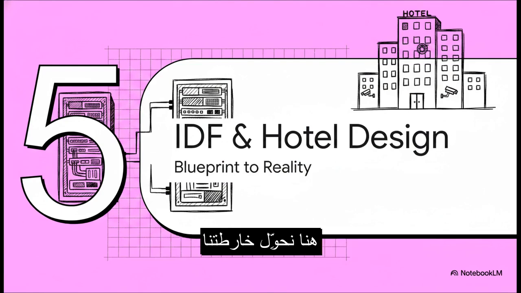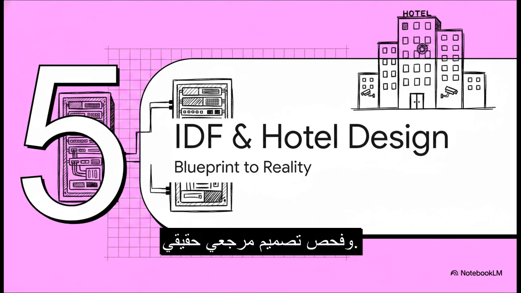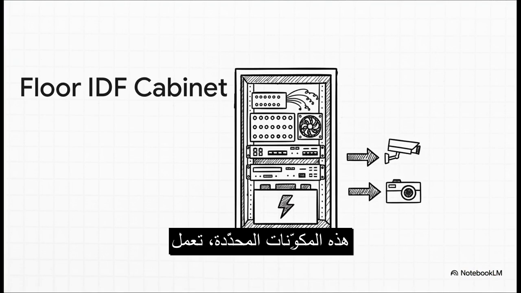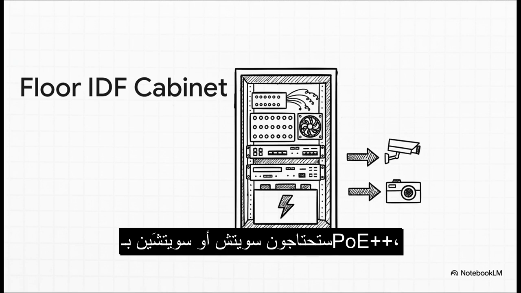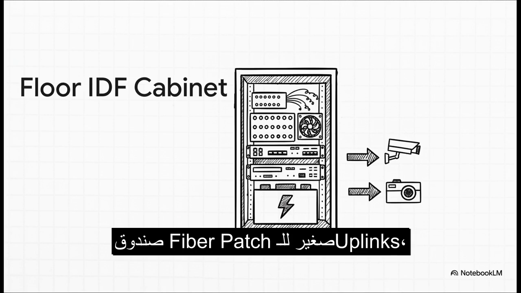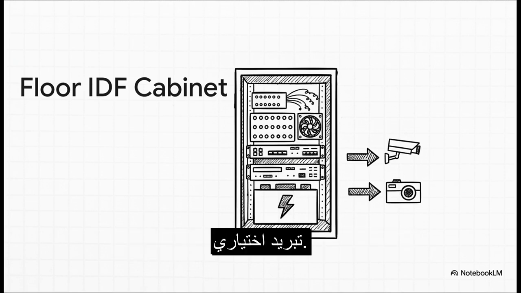This is where we take our blueprint to reality by planning an actual IDF cabinet and examining a real-world reference design. Every single floor's IDF cabinet requires these very specific components, acting as that reliable physical bridge between your end devices and the wider network. You're going to need your 1 or 2 PoE++ switches, a patch panel matching your camera cables, a small fiber patch box for the uplinks, and, depending on the ambient temps, some optional cooling.